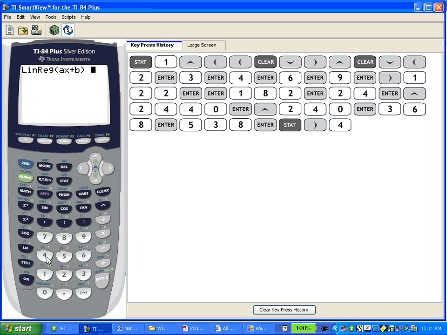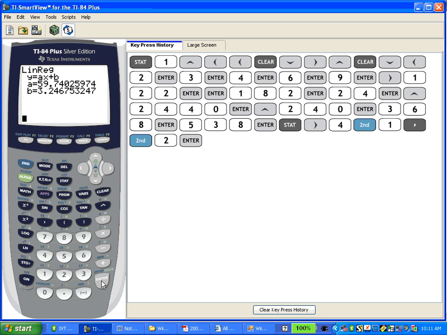The way I'm going to do that is hit second and the number 1, and then a comma, second, and the number 2. You can see L1 and L2 are written in blue above those letters. So that means second activates them. Alright, I press enter. And there's my equation, 59.74x plus 3.25 as my y-intercept.